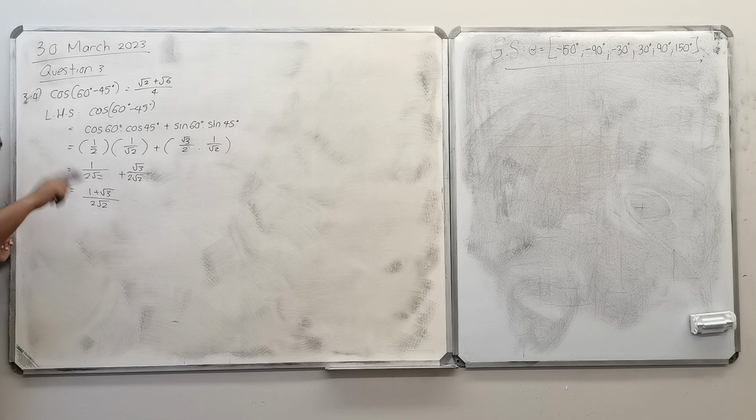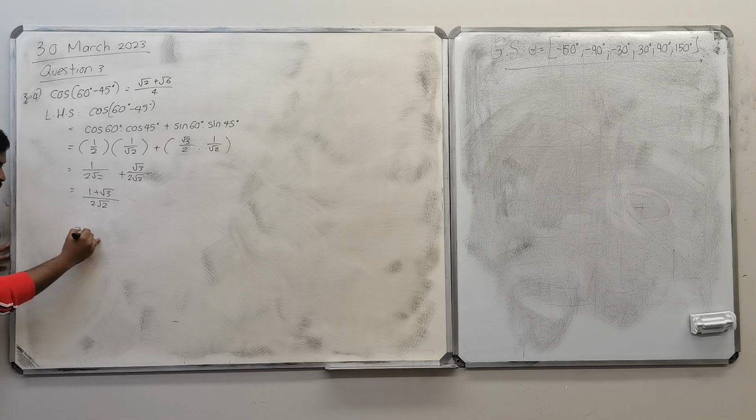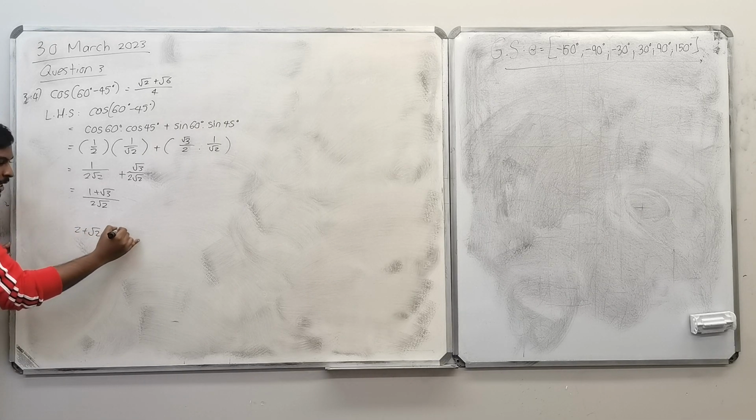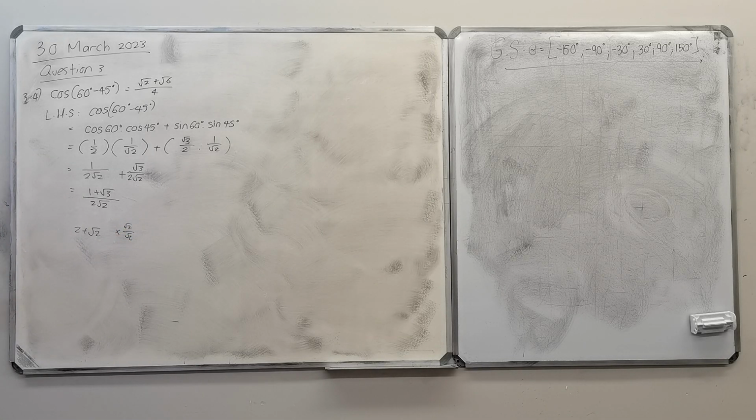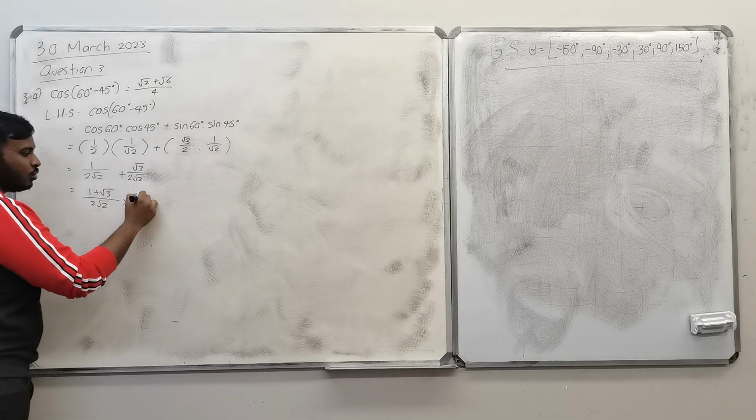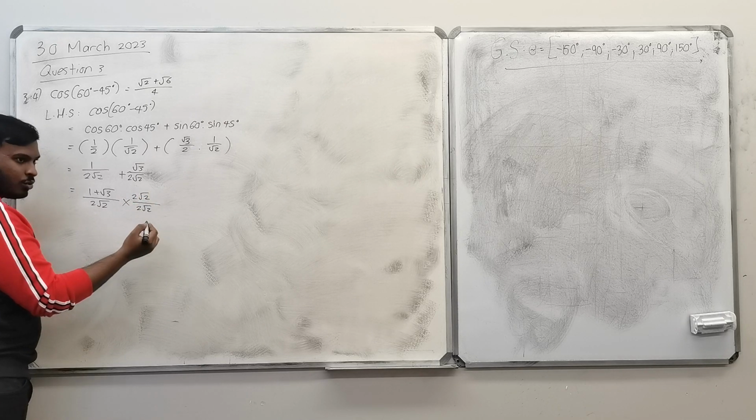Times root 2, right? The whole thing, 2 root 2. Because if it was being added, then you'd multiply. If it was 2 plus root 2, you would have multiplied by root 2 over root 2. Because it's 2 root 2, you have to multiply by the whole thing. So if this here was 2 plus root 2, then you multiply by root 2 over root 2. But now because it's 2 times root 2, you'll multiply by 2 root 2 over 2 root 2.